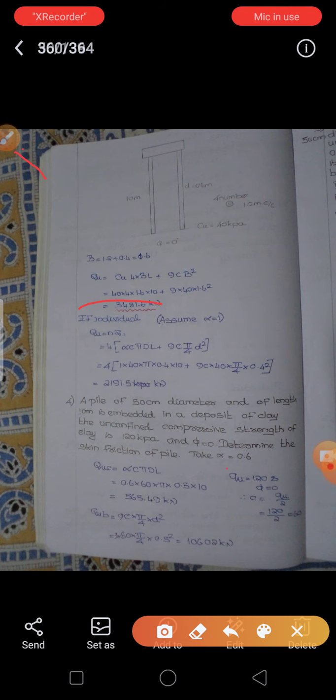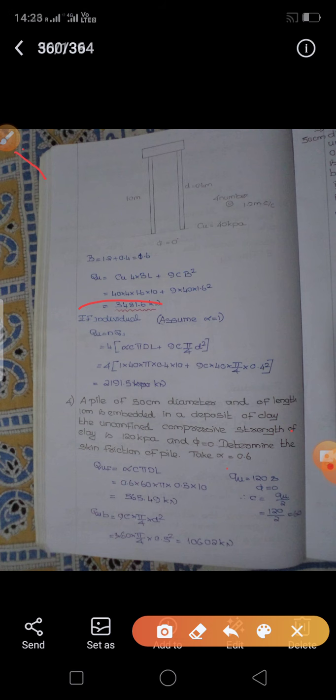A pile of 50 centimeter diameter and of length 10 meter is embedded in a deposit of clay. The unconfined compressive strength of clay is 120 kilopascal and phi is equal to 0. Determine the skin friction of pile. Take alpha equal to 0.6. Now the value of Qs, skin friction, is equal to alpha C into pi d l. The value will come out through this formula. Q is equal to 120, so Cu will be equal to 120 by 2.